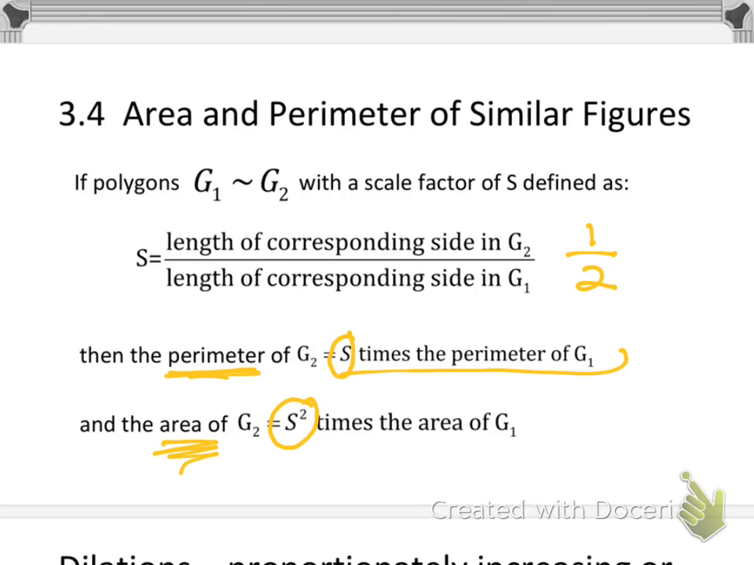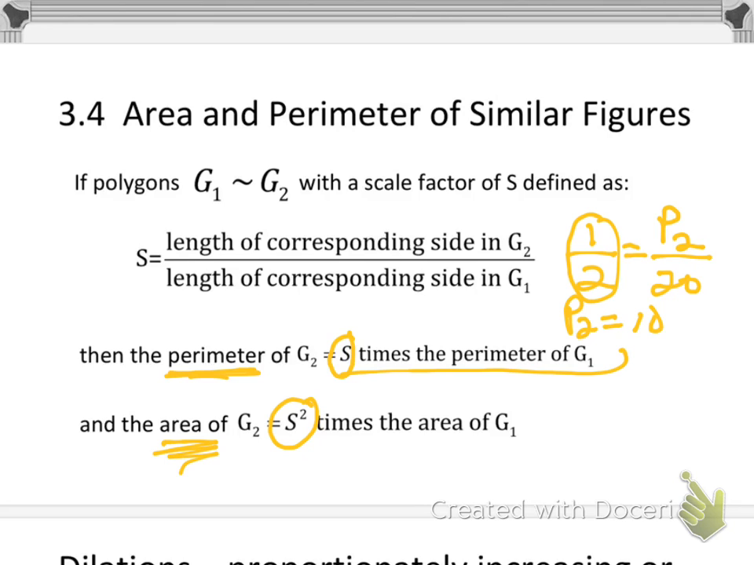And say that the perimeter of the first one, okay, so 1 to 2 is P2 over P1. The perimeter of the second one is unknown, but the perimeter of the first one, let's say, is 20. So do your cross products: 1 times 20 equals 2 times something else. So the perimeter of P2 has to be 10 because it has the same scale factor.